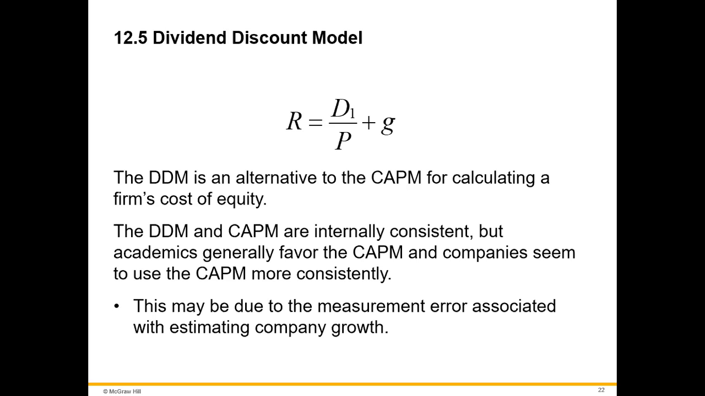All right, so now we're going to go to section 12.5, where we're going to talk about the dividend discount model. The dividend discount model is an alternative to using the capital asset pricing model for calculating a firm's cost of equity. The DDM and CAPM are internally consistent, but academics generally favor the CAPM, and companies seem to use it more. This may be due to the measurement error associated with estimating company growth. So we see that formula again at the bottom of page 367.